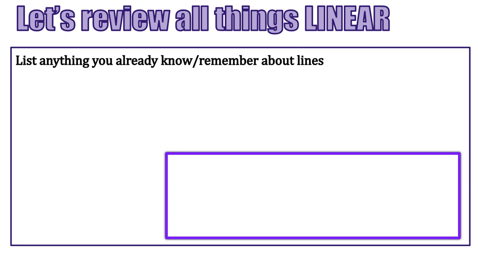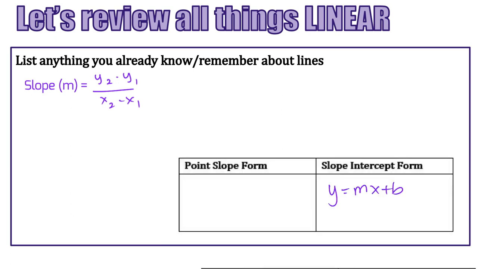So hopefully you've had some time to work through that. Here are some things that I think about when I think about lines. The very first thing I think about is slope, and we know that that's y2 minus y1 over x2 minus x1. The next thing I usually think about is slope-intercept form, which is y equals mx plus b. I also think about point-slope form, which is the form that we're going to be using pretty heavily. That's y minus y1 equals m times the quantity x minus x1.